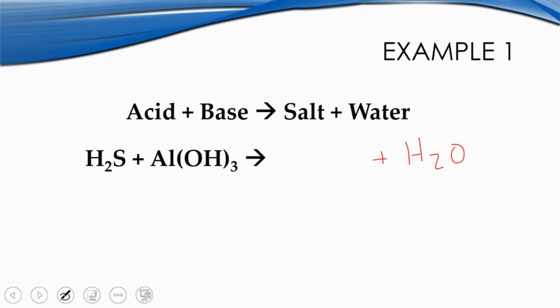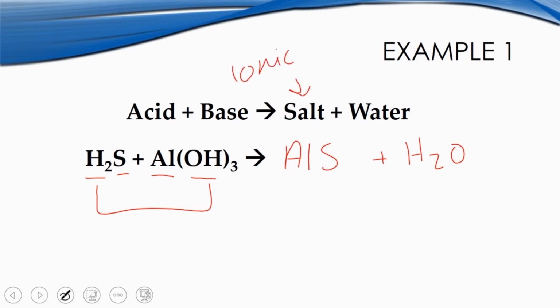So if we look back at the acid and the base, you guys will notice that we have the hydrogen here and the hydroxide there. Essentially, those two come together to form the water molecule. Now, what is left over is going to be the aluminum and the sulfur. And those two together would form our ionic compound, which is the salt. So the ionic compound is really what we're looking for here.